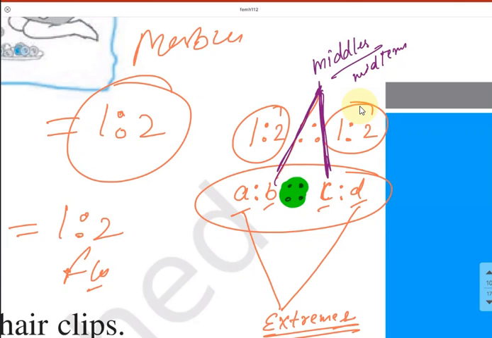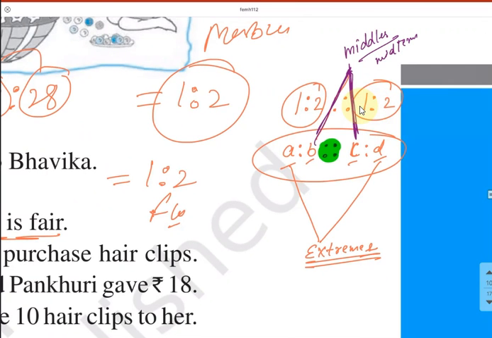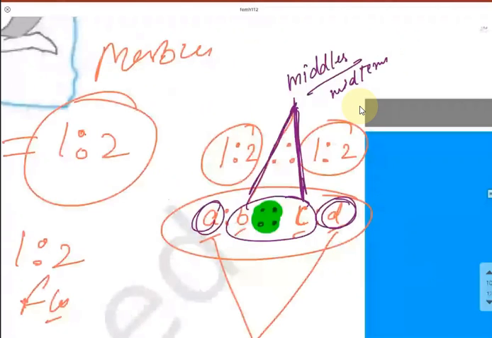And one more important point here. See, multiplication of extremes: A multiplied by D is always equal to the multiplication of middles, that is B multiplied by C. Now coming back to our topic. 1:2 proportion 1:2. So what are the extremes here?